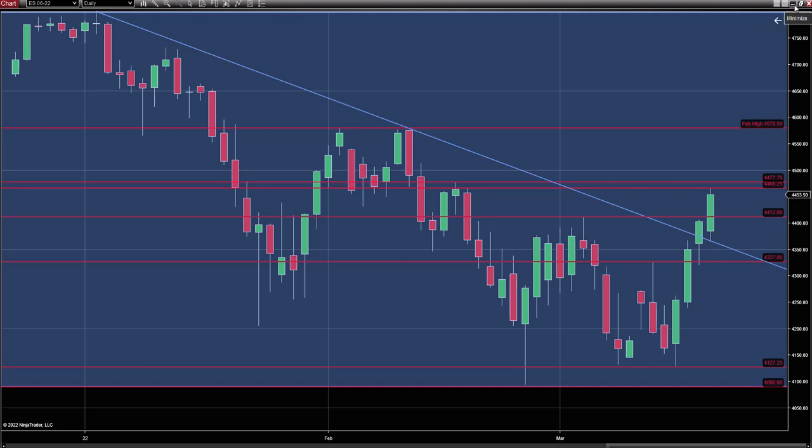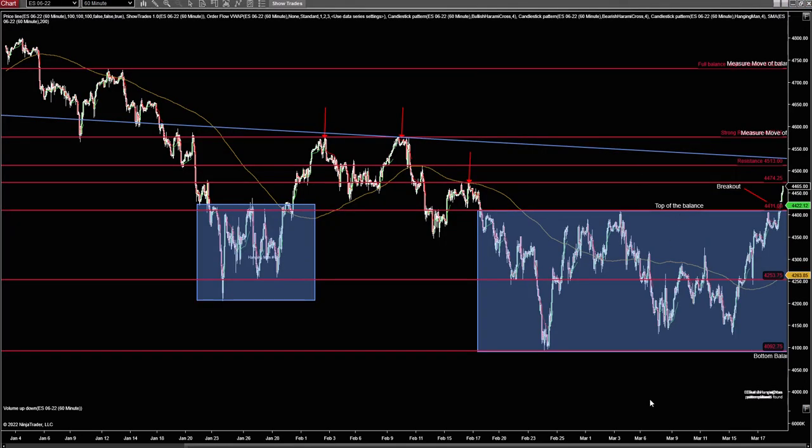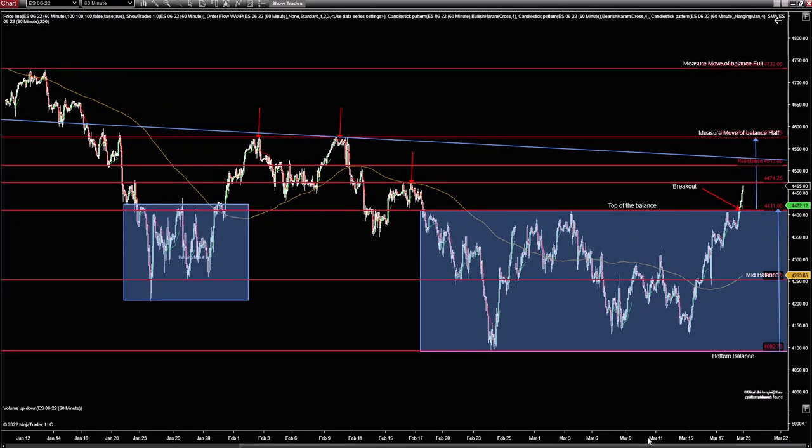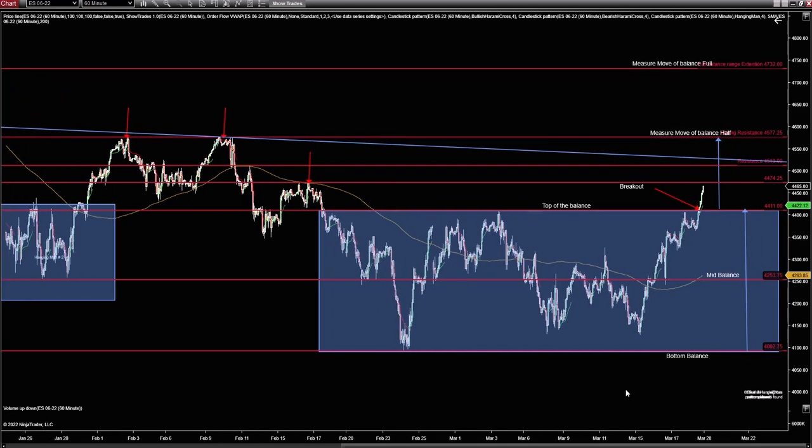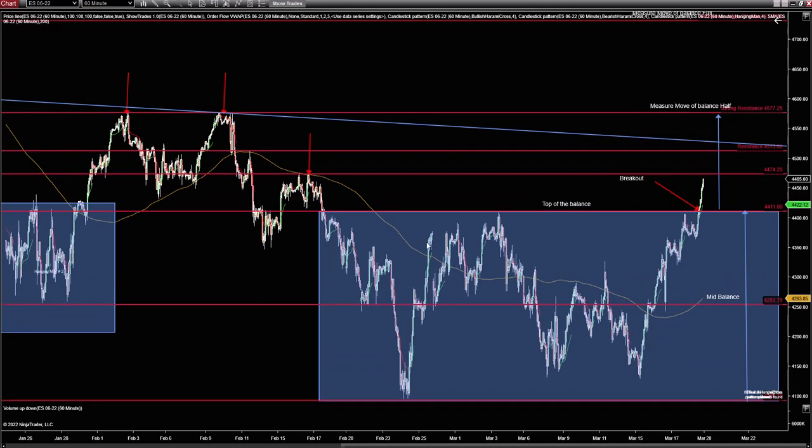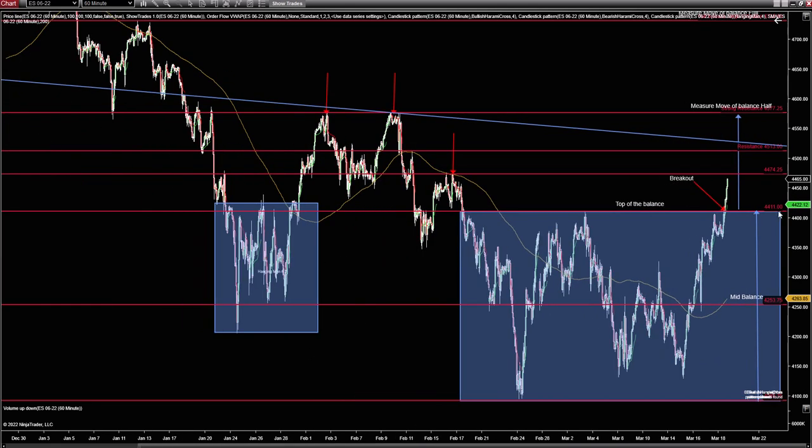So let's go into our balance guidelines. So what we saw Friday, as you could see here, this was a very important level, 4400, I would say. Market tried to find a support here, and then it broke down to the downside again, was in balance, then it moved to the upper side.